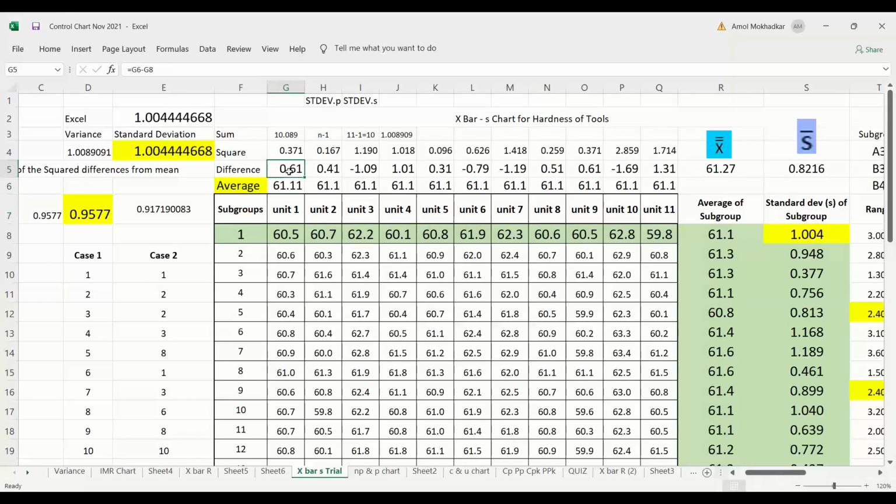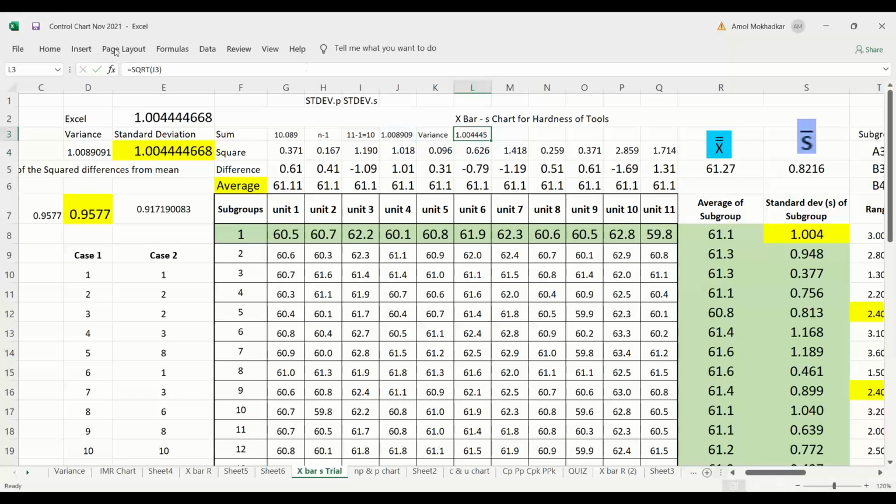Yeah, and then the difference. Okay, then the square of this, and then the sum of the entire data. Okay, and this is the variance. Now this is the variance. 1.008909 is the variance. And what will be your standard deviation? Square root of the variance.